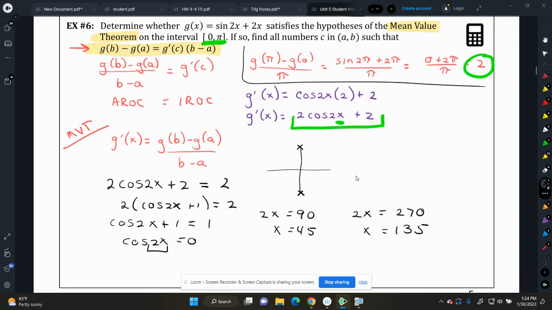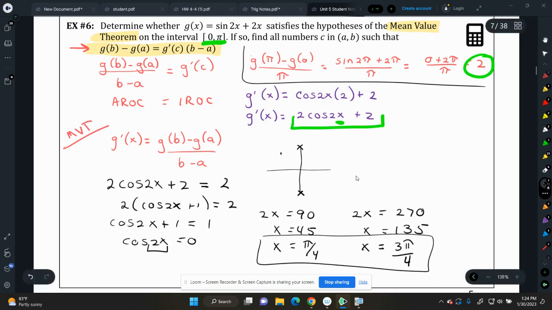Okay, now let's put these in terms of pi, because the interval is 0 to pi. So x is equal to pi over 4, or x is equal to 135, which is, let's see, pi over 6, 3 pi over 6, 4, 5, right? Did I do that right? Pi over 4, 3 pi over 4. Those are the two places.